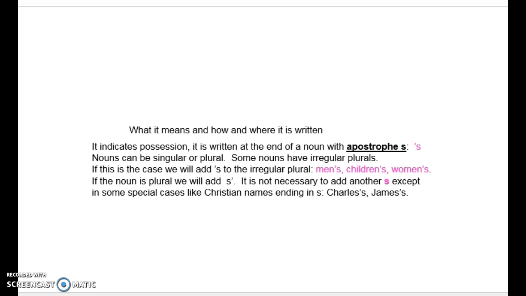It is not necessary, as I said before, to add the S if the word ends in an S, except you have Christian names that end in S, and you have, for example, Charles and James, and there you have an apostrophe and another S that is added. Yes, the pronunciation is more or less the same. It doesn't vary very much.